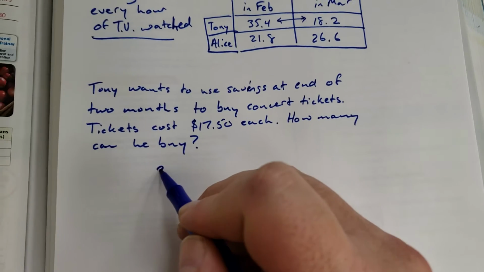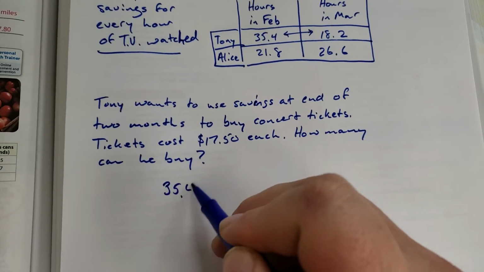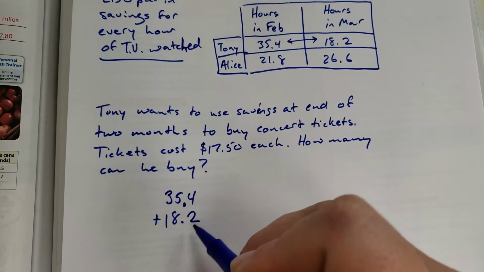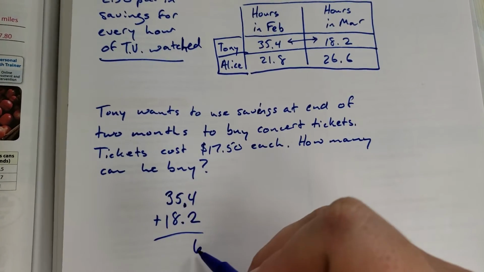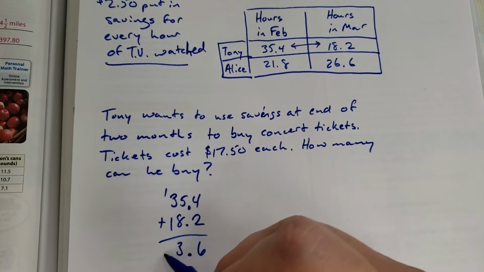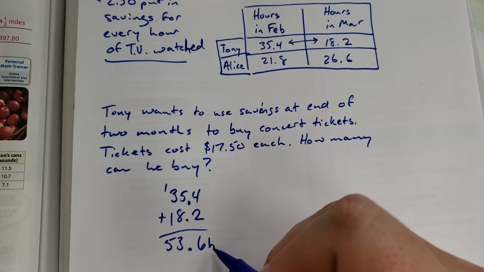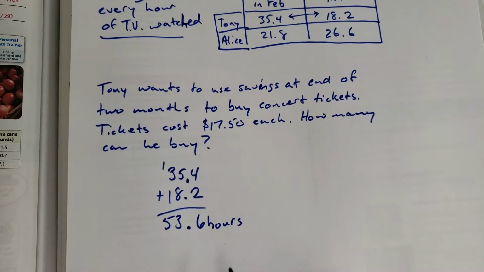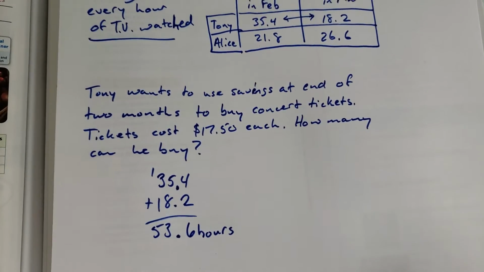So we're going to take 35.4 and add it to 18.2. Got to line our decimals up. So 4 plus 2 is 6. Drop our decimal. That's 13. Carry the 1. That's going to be 5. So 53.6 hours. But that's not money. Can't spend hours. I got to spend money.